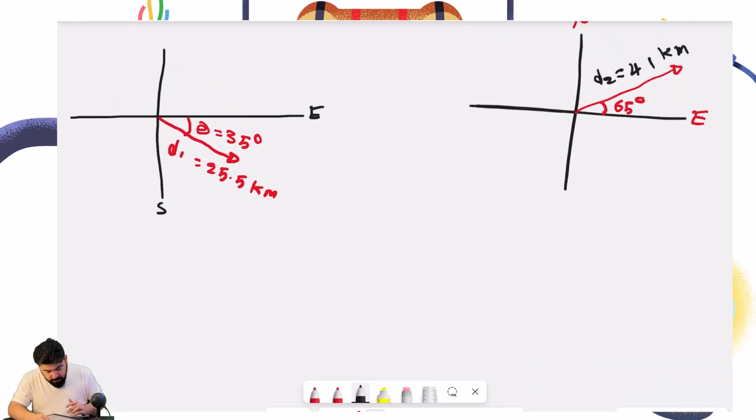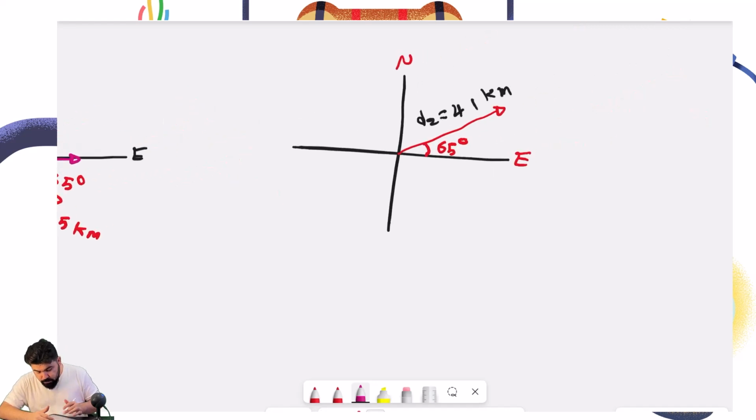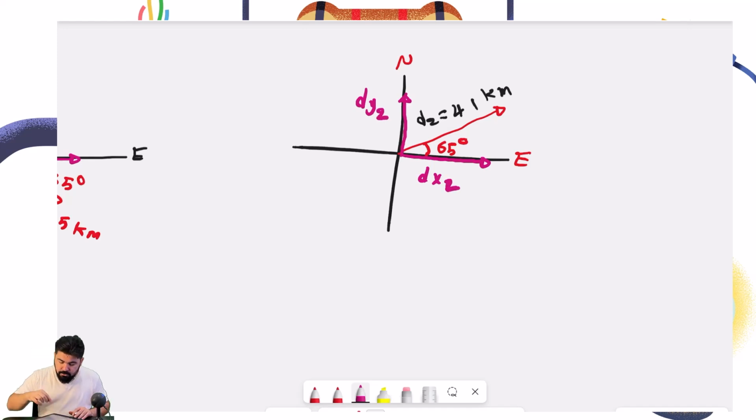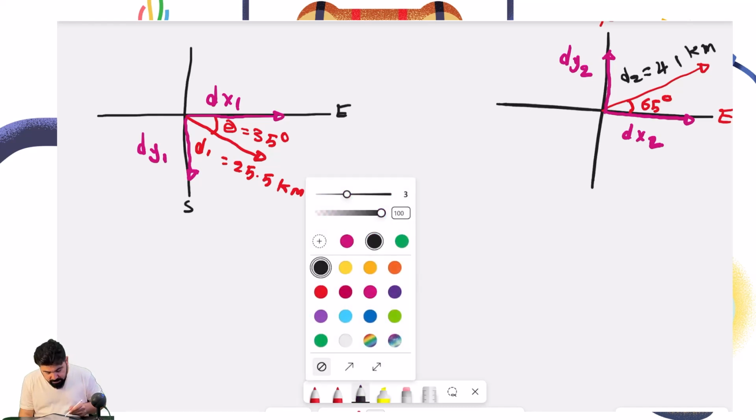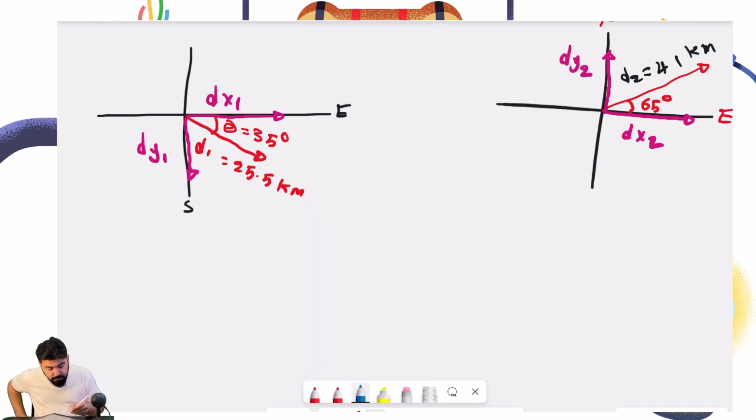Let's go. Now, remember, what did we say? We said the vector is going to be analyzed into two components. So this is going to be dx1 and this is going to be dy1. This one, same thing. This is going to be dx2 and this is going to be dy2. Okay, now let's just calculate them very easily. It's very simple, guys.